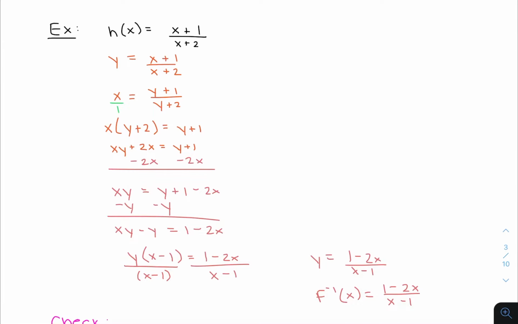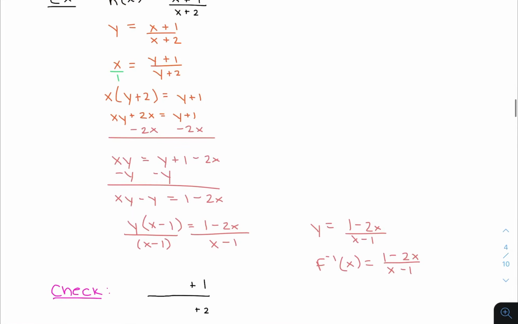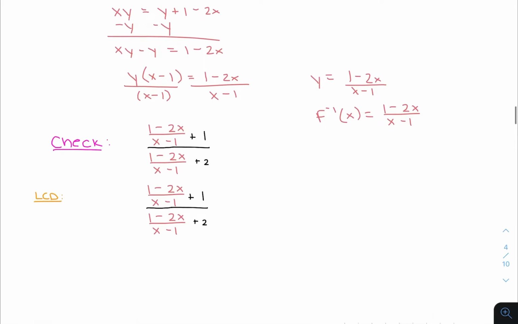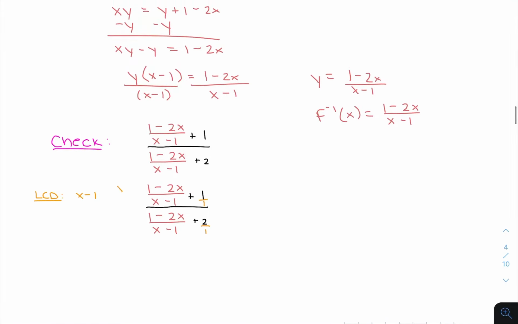So to check, remember that we're going to just take our original function, and wherever we see an x, we're going to replace that with our inverse function. So here we have a complex fraction. And remember that in a previous video, I told you guys that one way of simplifying a complex fraction is to multiply everything by the LCD over 1. The LCD in this case is x minus 1, because if we look at all the denominators, x minus 1 is the only denominator, because the denominator of 1 is 1, and the denominator of 2 is also 1. So we're going to take x minus 1 over 1 and multiply to every single term in this complex fraction.